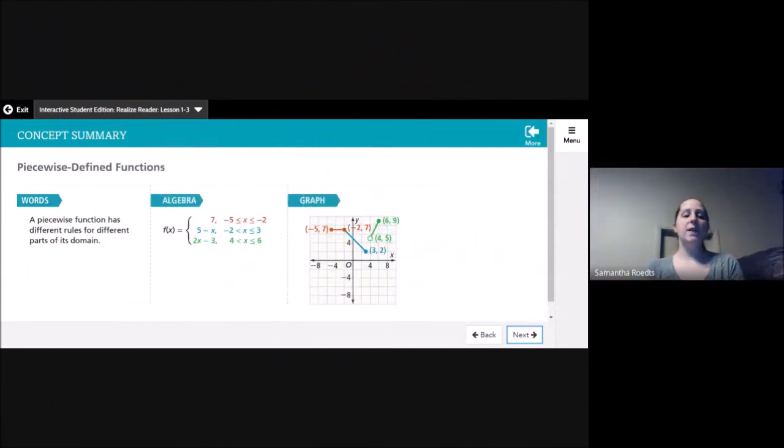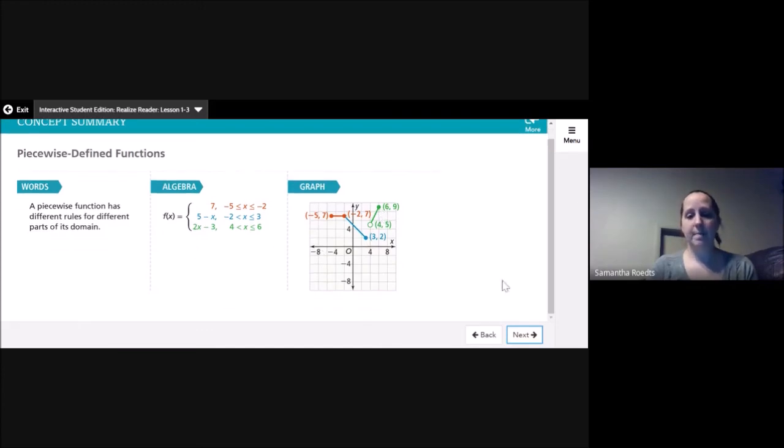All right, so concept summary, piecewise defined function. In words, a piecewise function has different rules for different parts of its domain. So basically, it's like putting all these little functions together into one function. So in algebra, this is what it looks like. And here's my graph. So it's a straight line from -5 to -2. For f, or 5 minus x, the blue, from -2 to 3. And then the green, 2x minus 3 from 4, open circle, to 6, closed circle. And that is the end of Unit 1, Lesson 3.